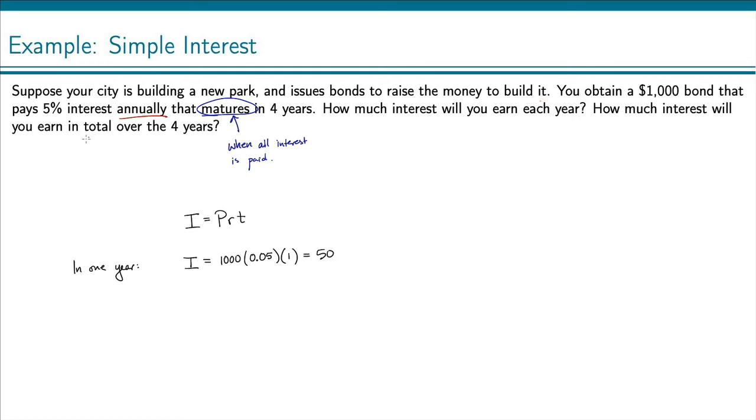Now we want to know how much we get over 4 years. We use the same formula, but now we've got our principal, which is the 1,000, and our interest rate, which is 5%. And T now is all 4 years. We multiply those together, and we get 200. And so we would earn $200 interest over these 4 years.